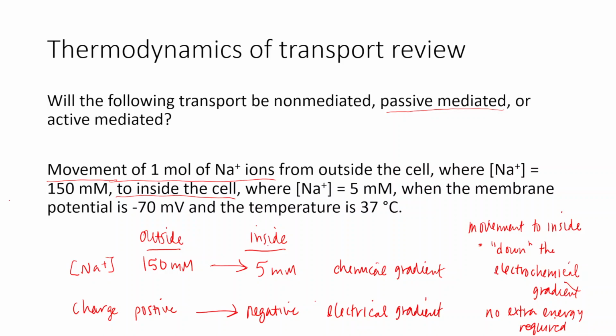So of the types of transport that we have, we have non-mediated, passive mediated, and active mediated. Which ones of those don't need extra energy? Yeah, so passive mediated is one of them, and the other one is non-mediated, right? So both of these do not require energy, so we know it's one of those two. How do we decide if it's non-mediated or passive mediated? Yeah, exactly. So because sodium ions are charged, they need help. They're not going to want to go straight through the cell membrane. So they're going to need passive mediated.